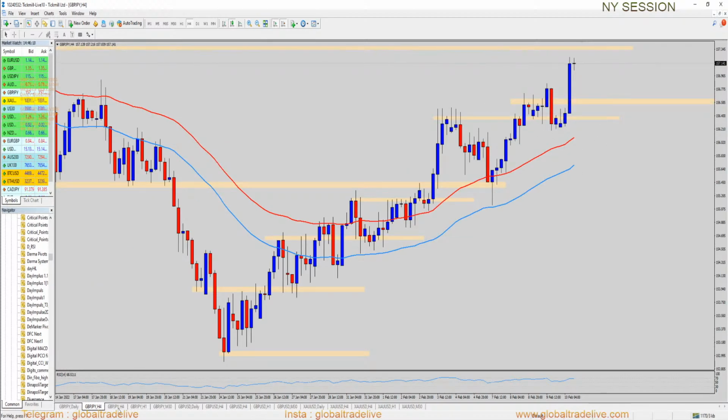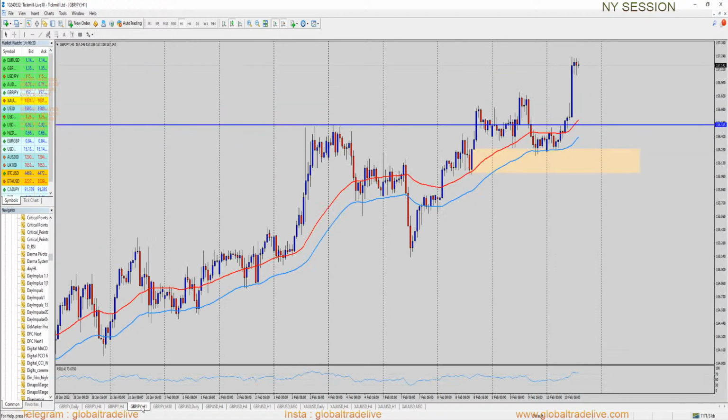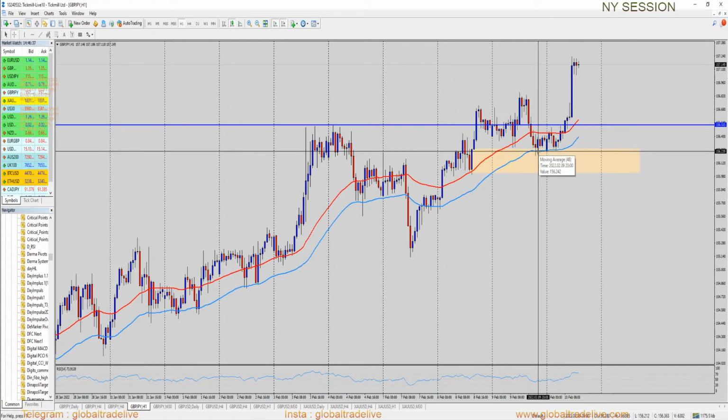And let's look at over here. Yeah, so this was the POI. The market tested the POI and it went straight up from this POI over here. And this happened yesterday.